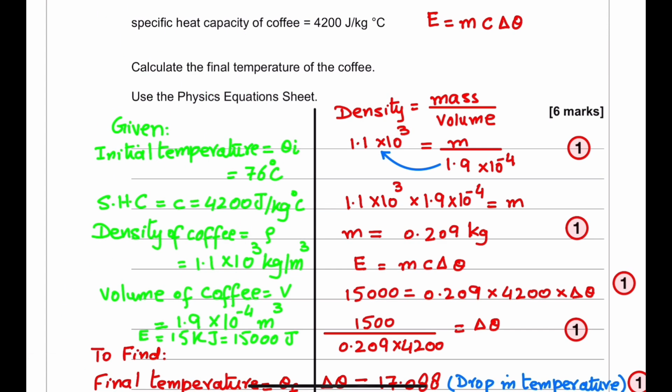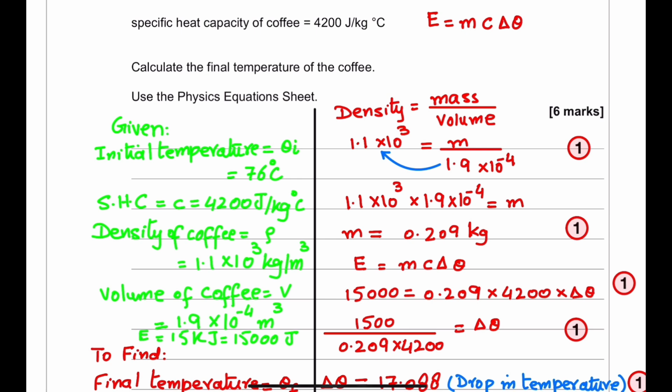We know that the density is equal to mass per unit volume. The density is given, the volume is given. We will substitute both of these values in our formula. The density is equal to 1.1 × 10^3 is equal to mass over volume, that is 1.9 × 10^-4. It will go on the other side and will be multiplied. We will use the calculator, and the mass of the coffee is 0.209 kilograms.